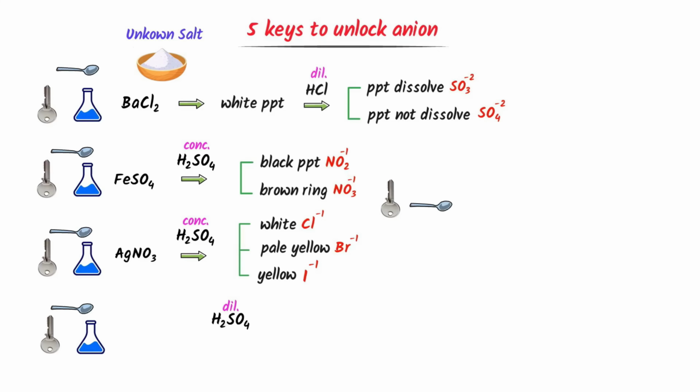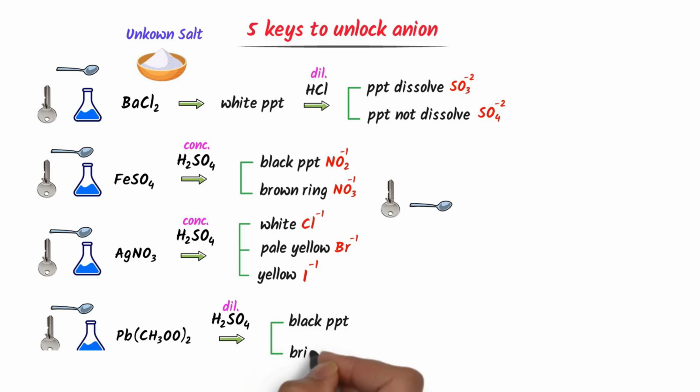In the fourth key, we add lead acetate paper and dilute sulfuric acid. We get two possible answers, black precipitate or brisk effervescence. The black precipitate indicates sulfide ion and the brisk effervescence indicates carbonate ion. If we do not get black precipitate or brisk effervescence, then we will use the fifth key.